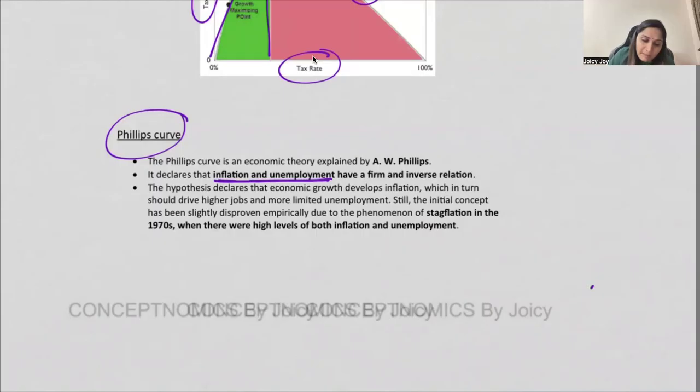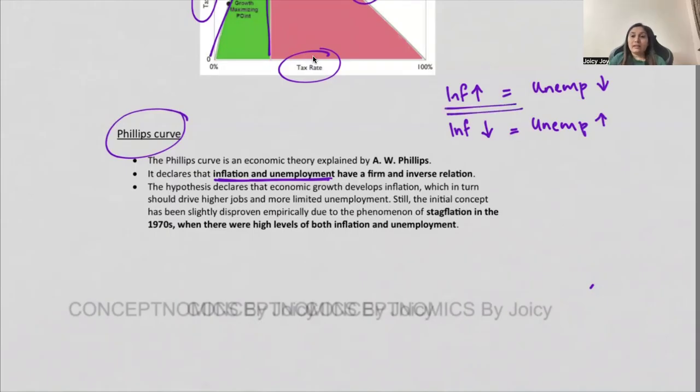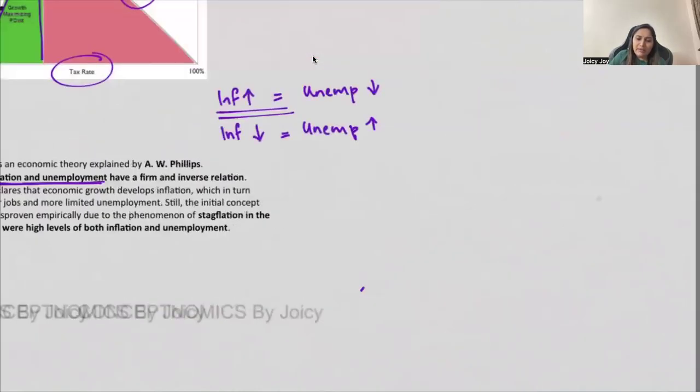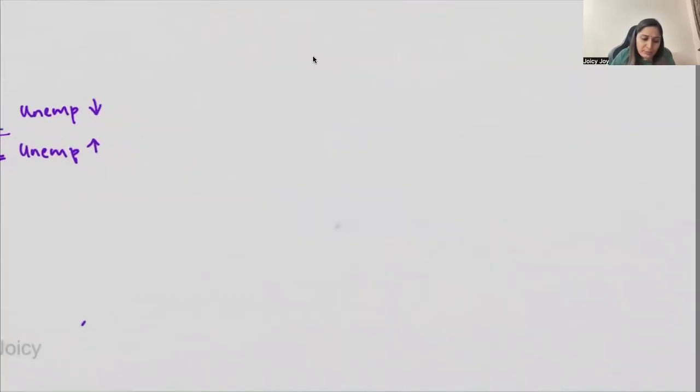So what does it mean? It means that when inflation increases, unemployment reduces, and when inflation reduces, unemployment increases. So this is what the Phillips curve says. There is an inverse relationship between inflation and unemployment. Before we go into the graph, I want to explain how this happens. There are some drawbacks for this Phillips curve also. We will see that also.